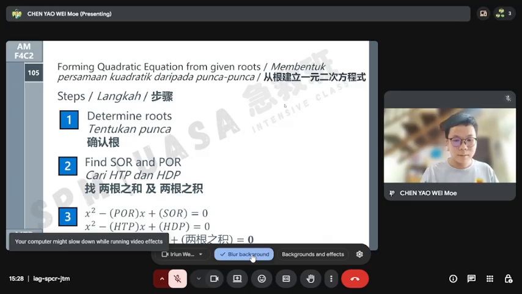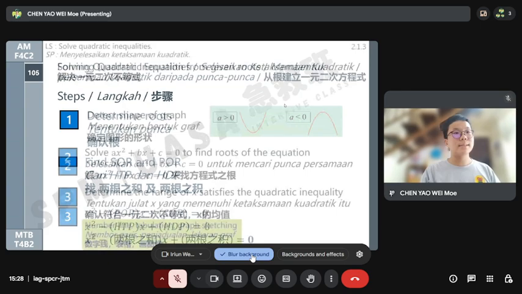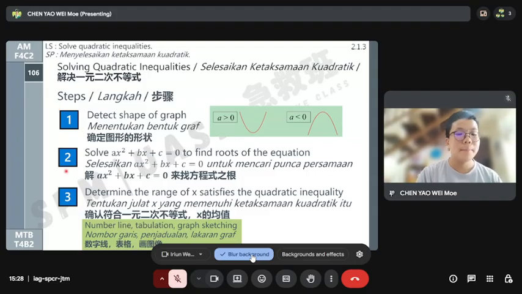So now we will move to solving quadratic inequalities. Why got inequalities? Okay, quadratic equation not just equation and also have the inequalities. So how we do? First thing, okay, we can do the same steps like when we solve the quadratic equation, but these two steps remain the same. But now we need to determine the range of x that satisfies the quadratic inequality.